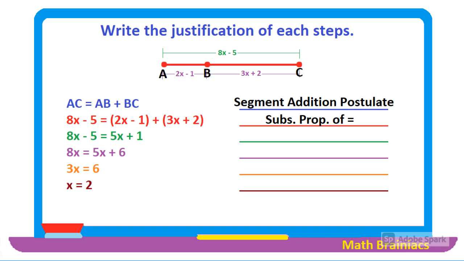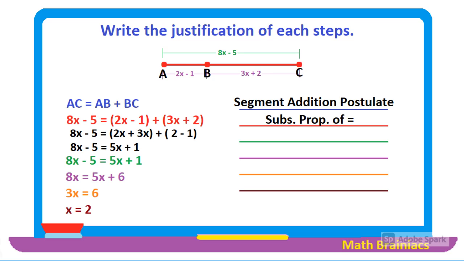Correspondingly, we can come up with the equation 8x minus 5 is equal to (2x minus 1) plus (3x plus 2). That is the substitution property of equality. Appropriately, after the substitution property of equality, we can come up with 8x minus 5 equal to 5x plus 1. The justification of the statement is simplified. I am going to explain to you why it is simplified.